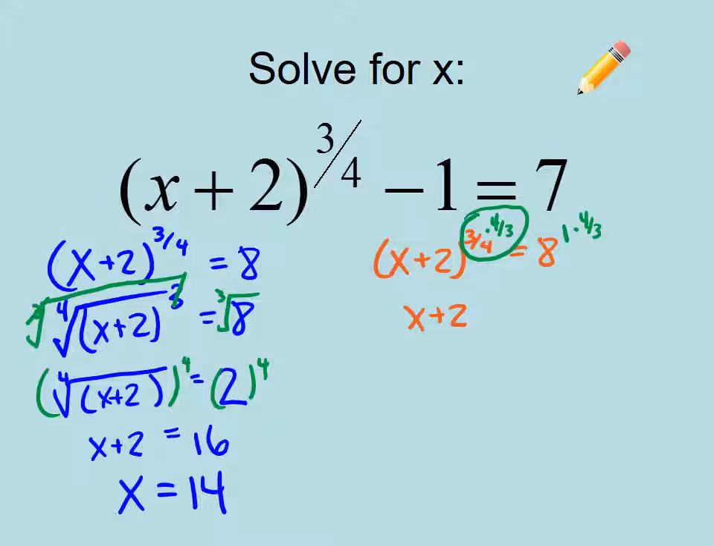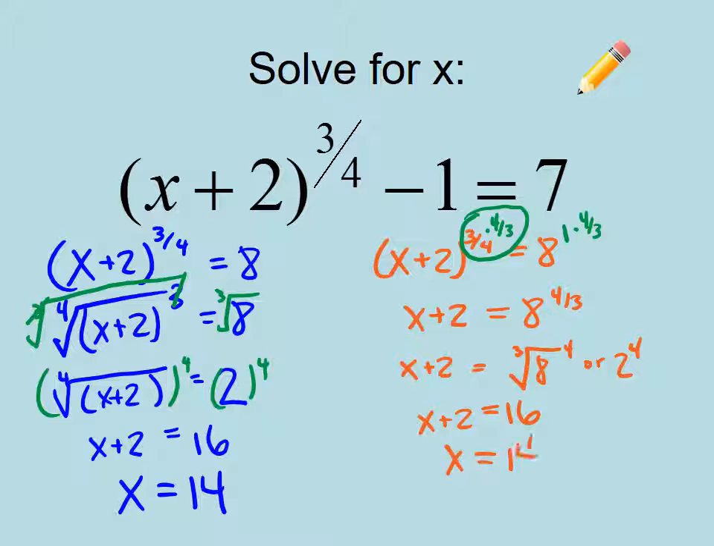On the right side, I'm left with 8 to the 4/3, which can be rewritten as the cube root of 8 to the 4th power. Well, the cube root of 8 is 2 to the 4th power, so that still brings me to my 16. And when I subtract 2, I still arrive at 14. So again, write down the option that makes the most sense to you. And as always, check that 14, plug it back in. And in this case, it works out very nicely.